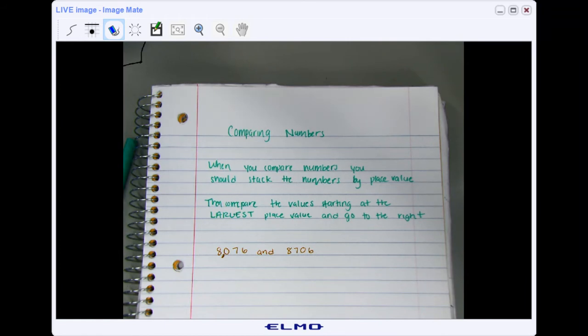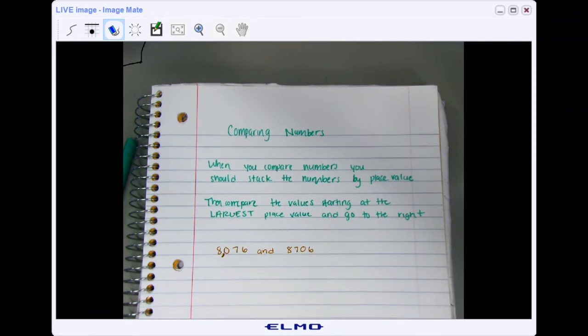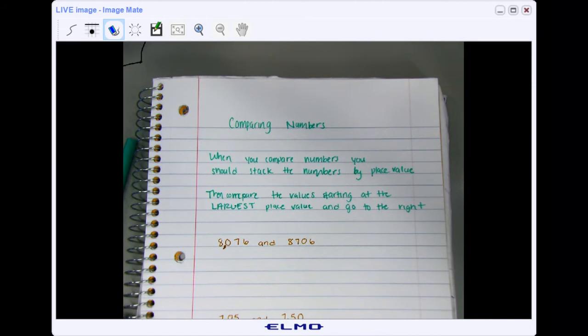Okay, so when we're comparing numbers, we always compare numbers by stacking them on top of each other by place value. So that means that we stack them on top of each other, making sure that the place values are lined up. We're not worried about the digits lining up, but we want the place values to line up. Then we compare the values starting in the largest place value and work our way to the right. So let's keep that in mind as we try number one.